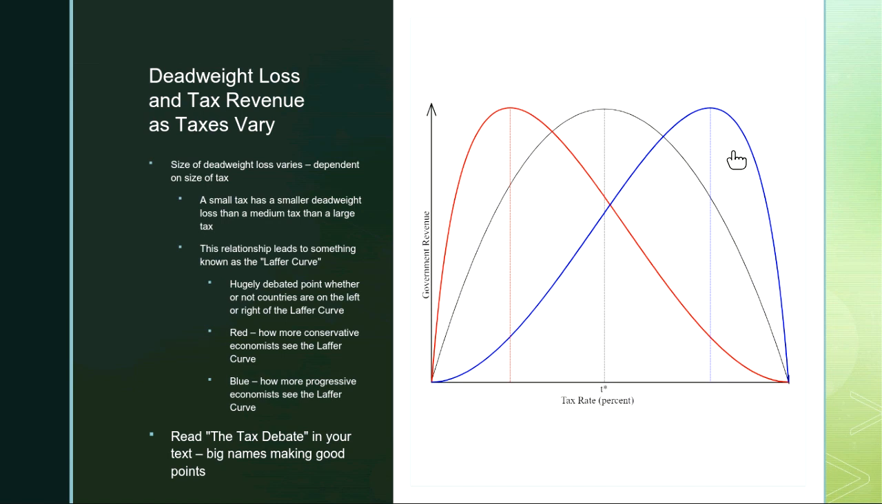And so I highly recommend you read the tax debate in your text. This is big names in economics making really great points. But for today, folks, this is everything we have for you. So we're going to pause here and see you next chapter, which will be about taking what we've talked about in consumer and producer surplus and applying it to the context of trade. All right.